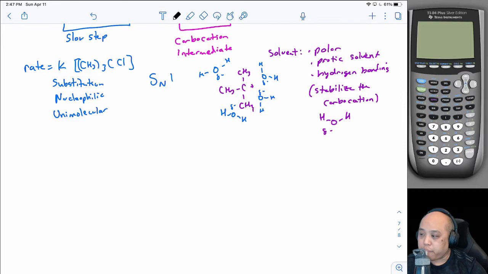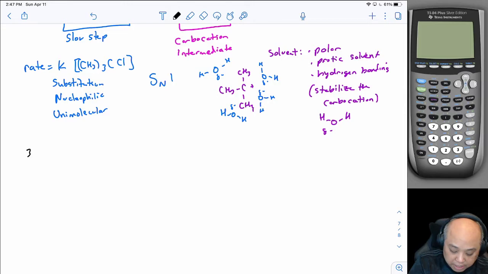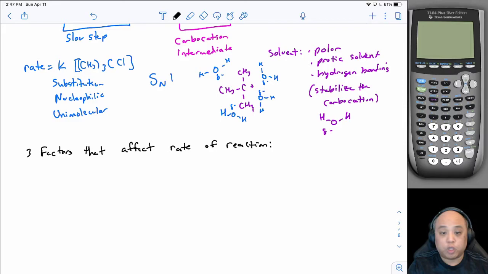Now for secondary, it can happen either way. So you could choose either mechanism, unless the question specifically states which, SN1 or SN2, you need to represent. For a secondary, you could do either one. Now, along the same lines, there are three factors that affect the rate of reaction for all of these reactions.